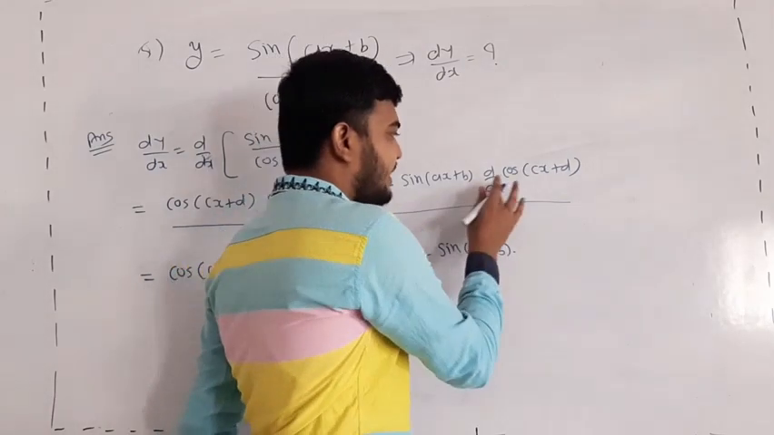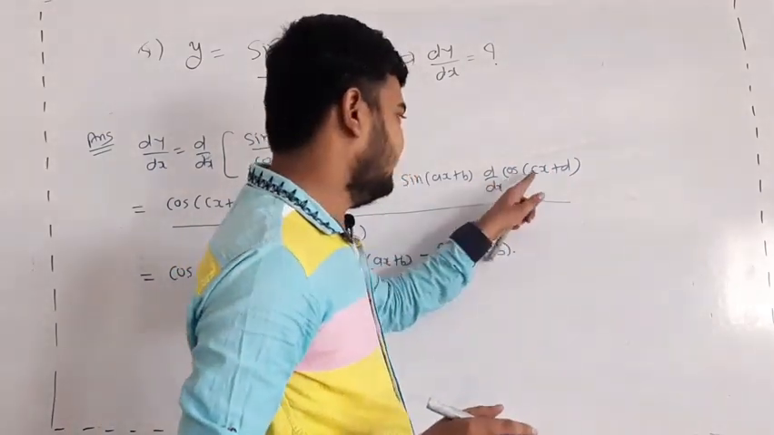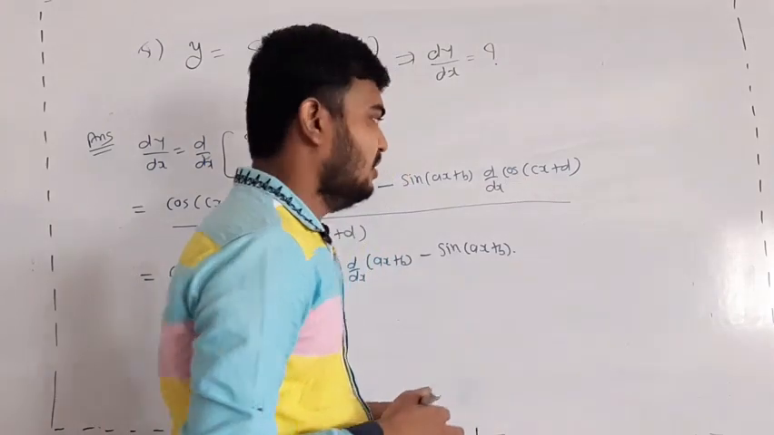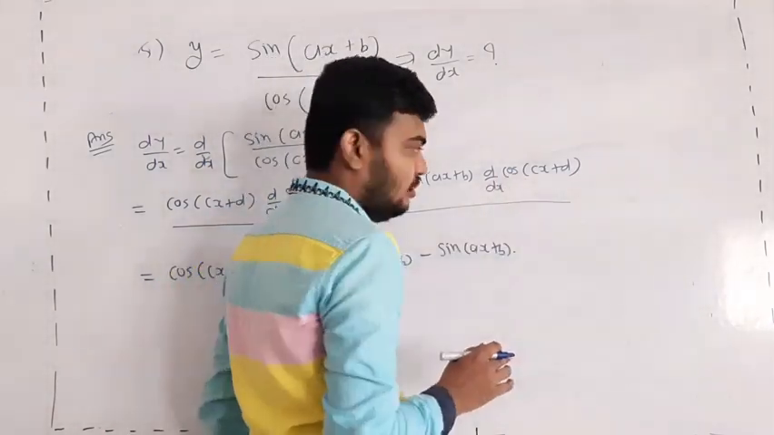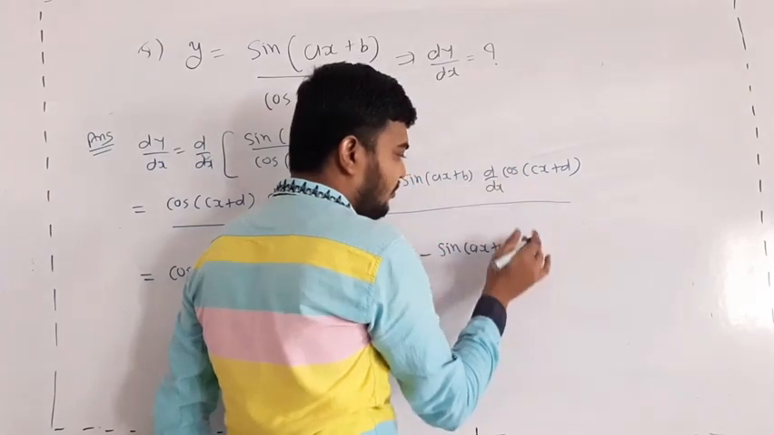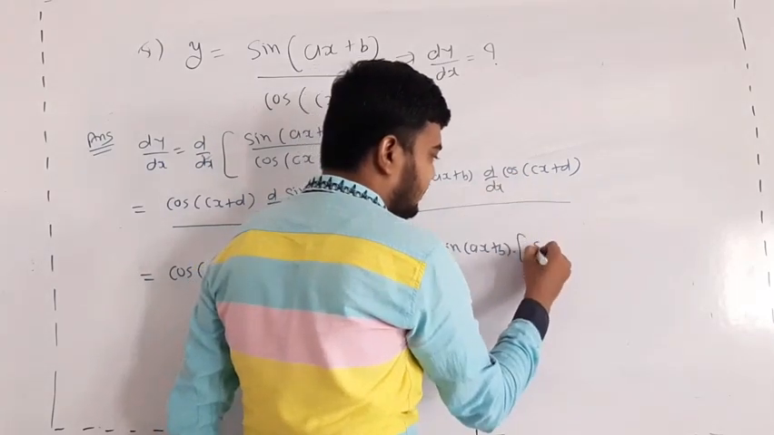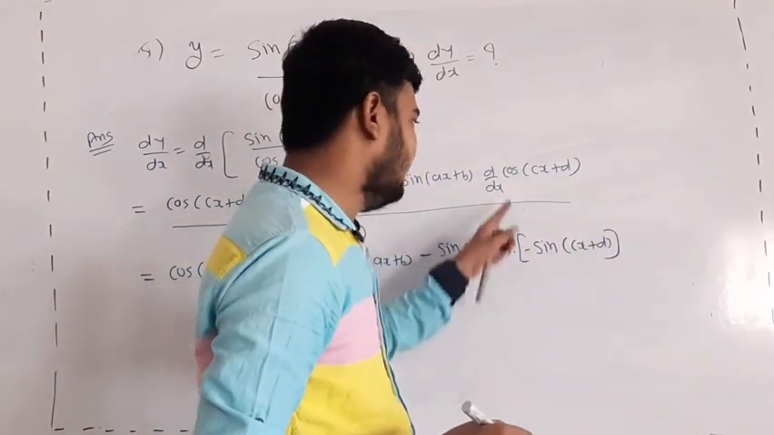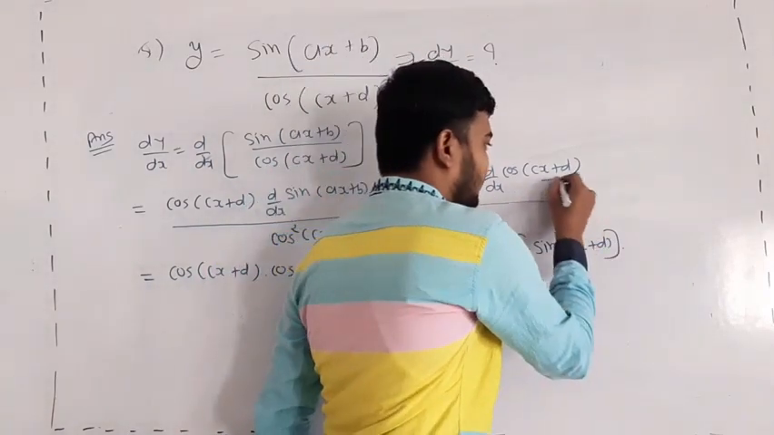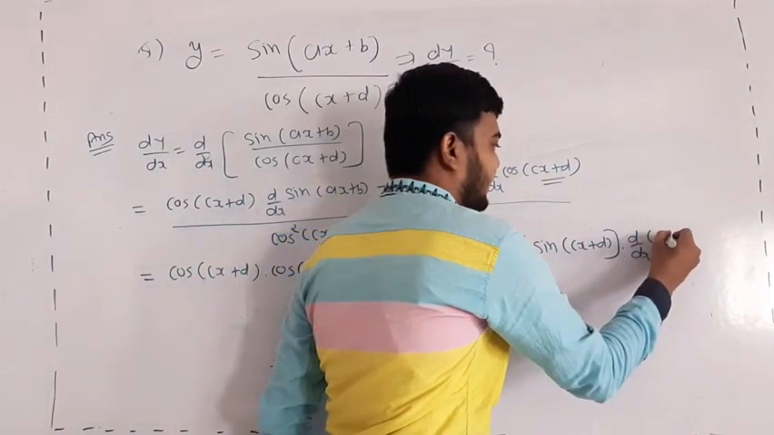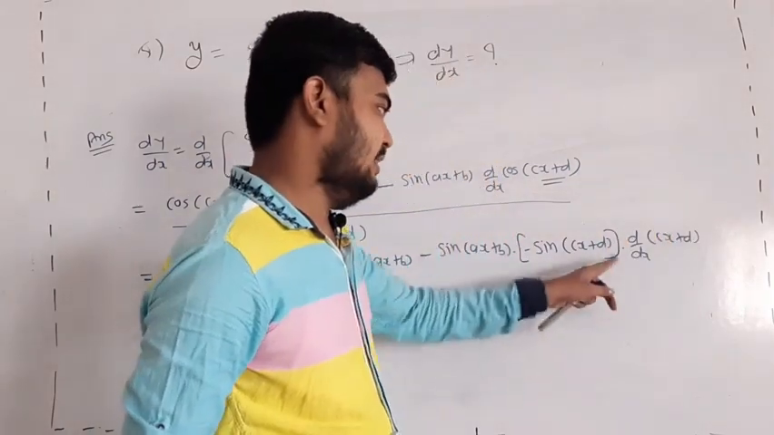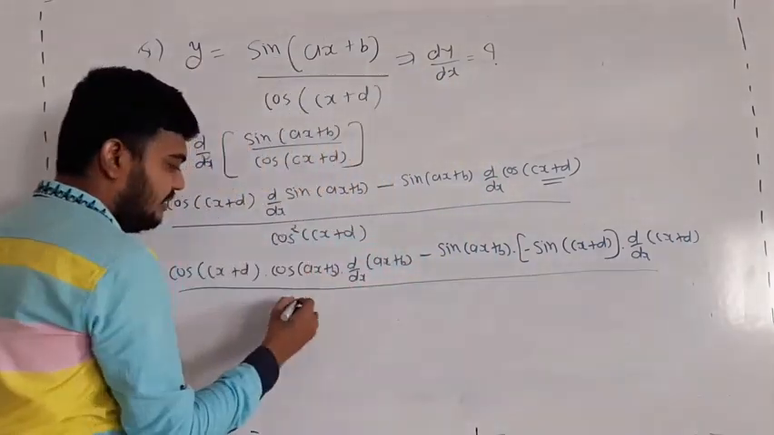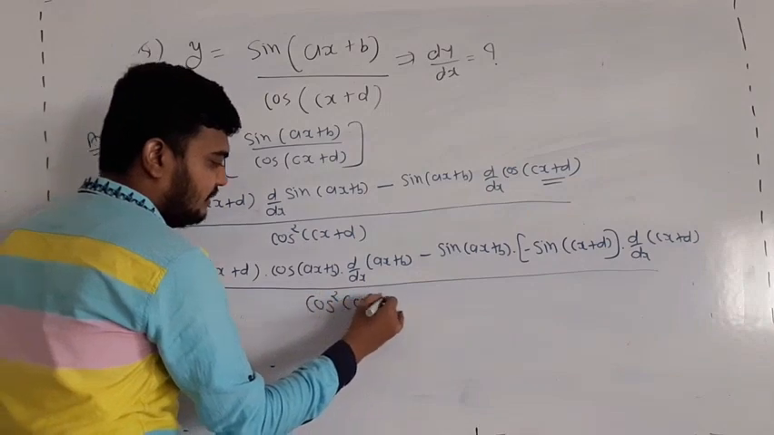minus sine of ax plus b. Again here d by dx of cos of cx plus d. So cos of cx plus d is a composite function. So first take the derivative of the outermost function. Here the outermost function is cos. So the derivative of cos is, beta, minus sine. So minus, the derivative of cos is minus sine, and the angle is the same, cx plus d. Okay, it is the derivative of the outermost function, but the derivative of the second outermost function or inner function remains. So d by dx of cx plus d, and this whole thing is divided by cos square cx plus d.